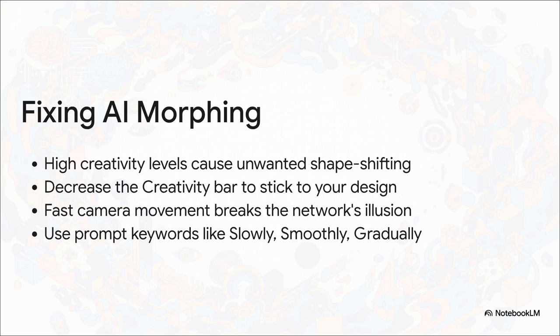Another pro tip: fast camera movements will totally confuse the network's frame generation. To keep the illusion of a solid 3D world perfectly intact, you want to always use prompt keywords like slowly, smoothly, and gradually. A slower camera move gives the AI the time it needs to render your characters perfectly.